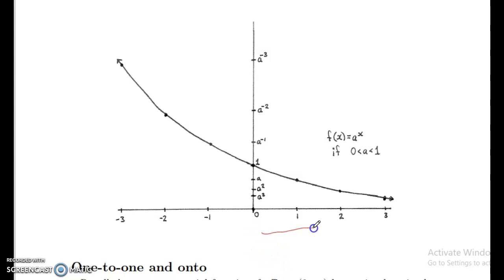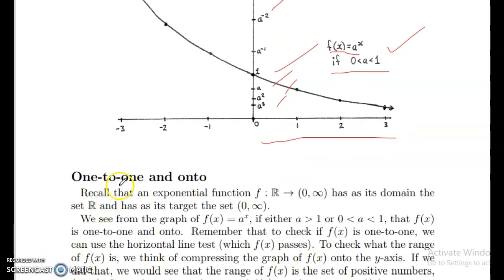Minus 3, minus 2, minus 1, 0, 1, 2, 3. What we have seen: f of x equals a to the power x. If 0 is less than a is less than 1, then a to the power minus 1, a to the power minus 2, a to the power minus 3, 1, a, a squared, and so on. It is 1 to 1 and onto.